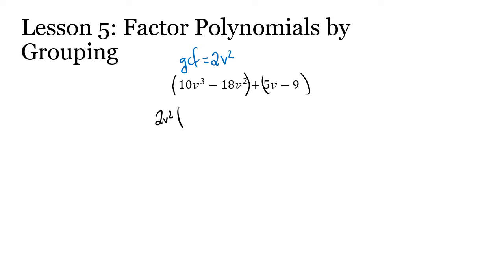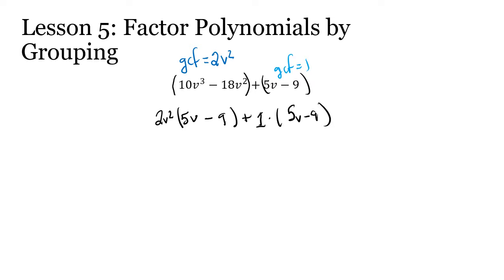And then what do I need to multiply by 2v squared to give me 10v cubed? It's actually going to be 5v. And then similarly, what do I need to multiply by 2v squared to give me 18v squared? It would be 9. Over here, the greatest common factor is going to be 1. So I'm going to rewrite this here as 1 times 5v minus 9.